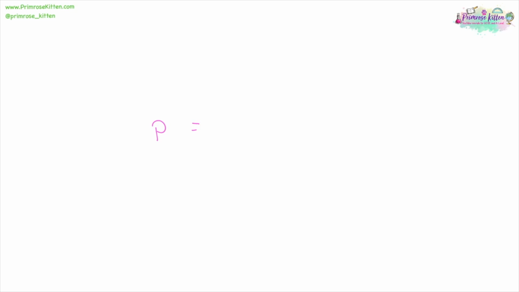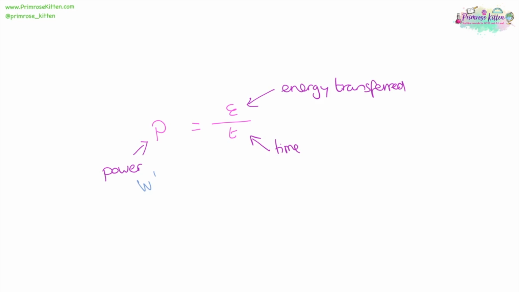Power equals energy transferred over time. The units for power are watts with a capital W, energy transferred is joules with a capital J, and time is seconds with a small s.